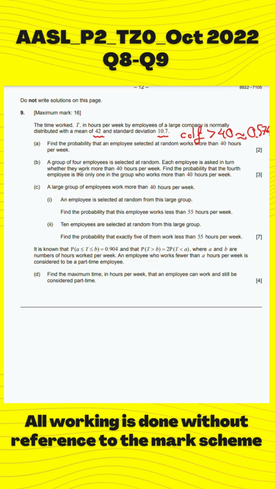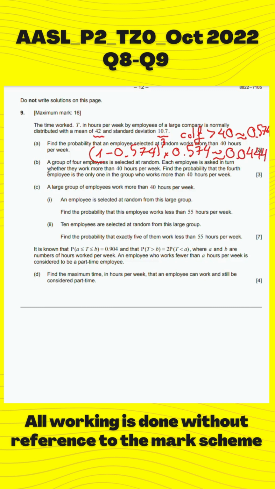B. They asked about more than 40. Find the probability that the fourth works more than 40. Okay, so the first three will work less than 40, and the last one must work more than 40. So the probability of the first three less than 40 will be 1 minus 0.574 cubed, and multiplied by the last one who works more than 40 hours, so multiplied by 0.574.